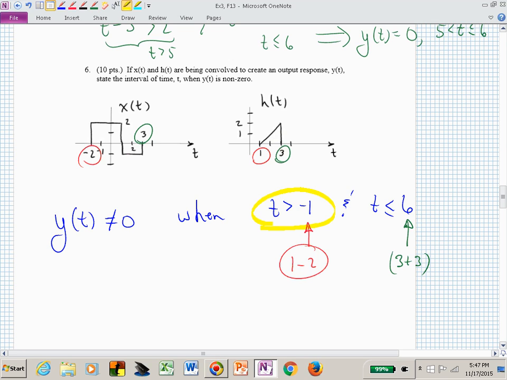Now, when do we stop exciting this system? We shake it from -2 to 3, right? We're shaking it. So we stop shaking it at 3, but what does the impulse response tell us? If we stopped shaking it at 0 with an impulse, it didn't stop shaking until 3. Now we actually stop shaking it at 3. When's it going to quit shaking? 3 seconds later, or 3 units of time later, which is 6. And that's where this is coming from.